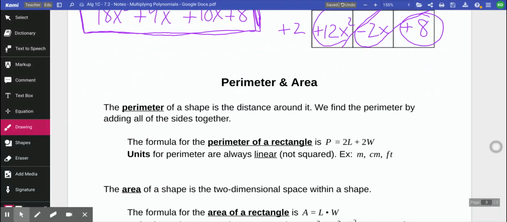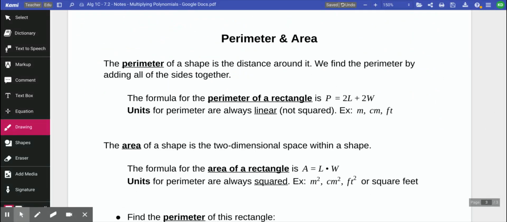All right, last topic is perimeter and area. So we need to know what perimeter is and what area is. Perimeter is the distance around a shape, and we find perimeter by adding all the sides together. Right, so if I have a rectangle, I have a length and a length. I have a width and a width, right? So it's 1, 2 lengths, and I have 1, 2 widths. So that's my formula. 2 lengths plus 2 widths equals the perimeter. Units are always linear, as in not squared, right? So meters, centimeters, feet, things like that.